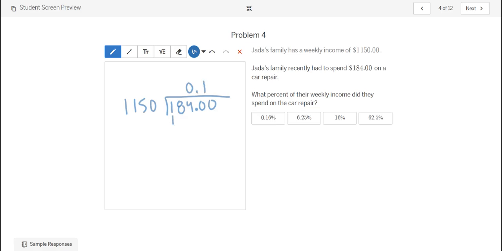I'm going to go with a 1. 714. I've got 0, 9, 690. Bring down the 0. I've got 6 right there. And I don't even need to go further than that. When I look at this, 16 as a decimal is 16%. That guy right there.